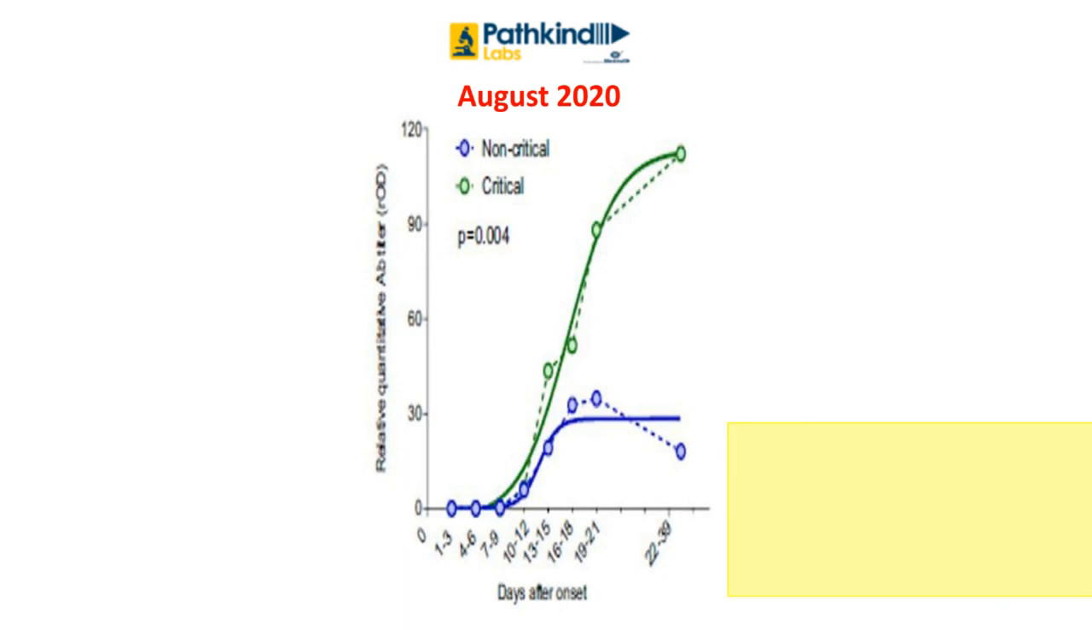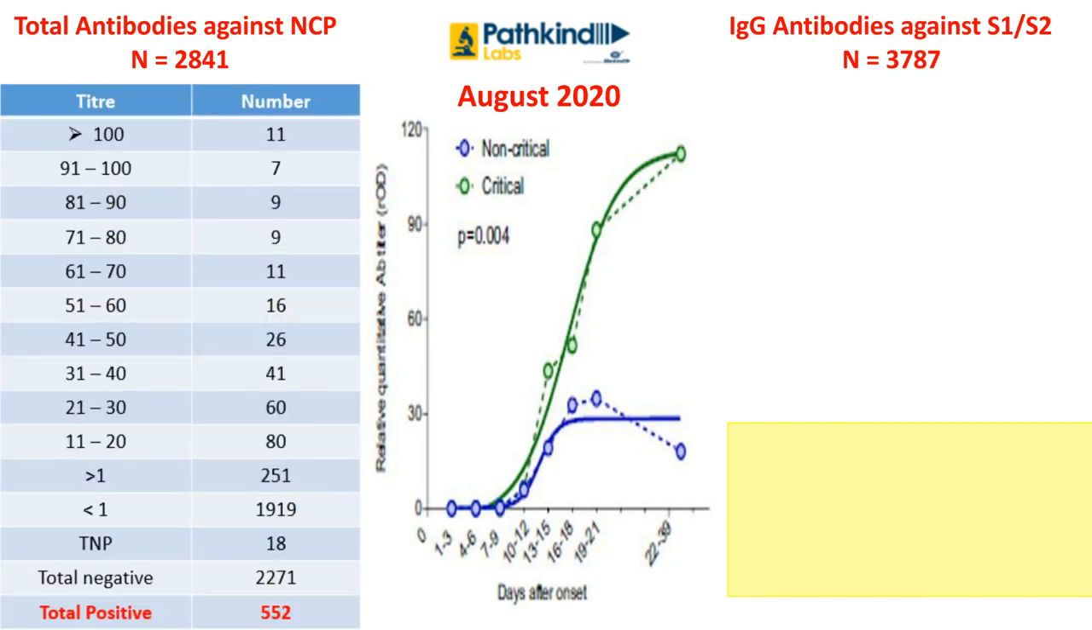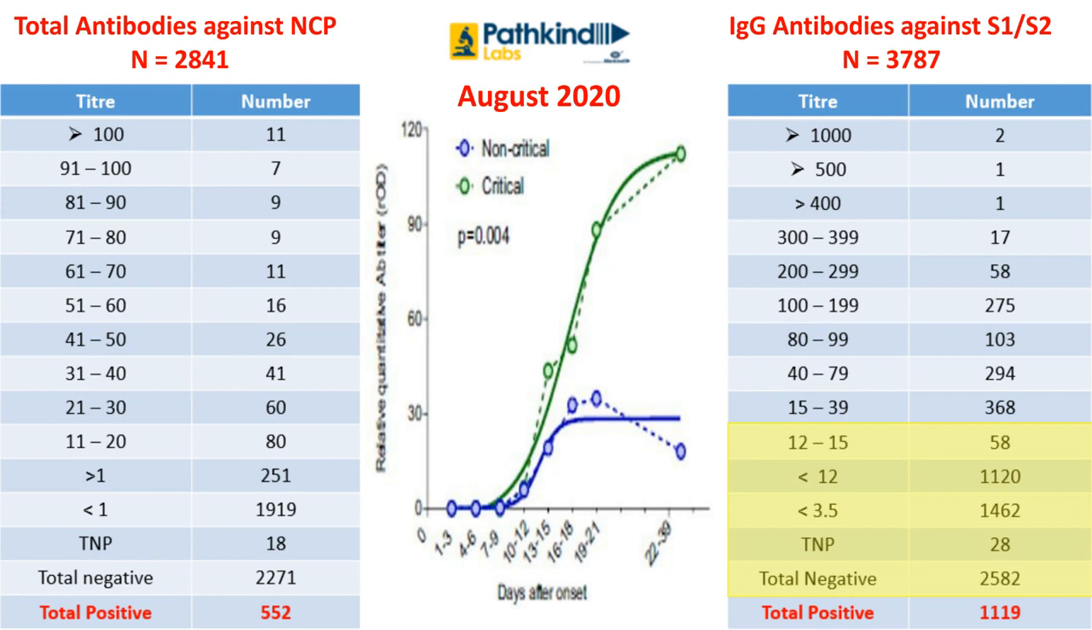When we tested in August 2020, we used one test for nucleocapsid antibodies and the other for antibodies against spike protein. And we found that the majority of the persons tested had low titer antibodies, and so they were not suitable for transfusion.